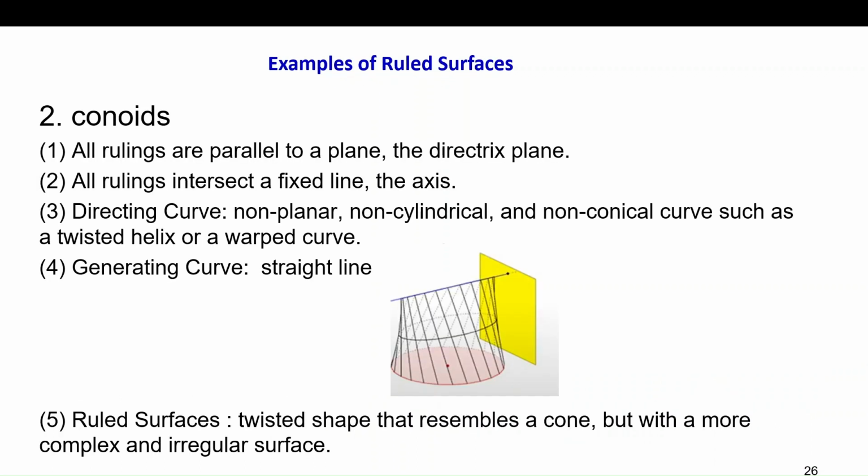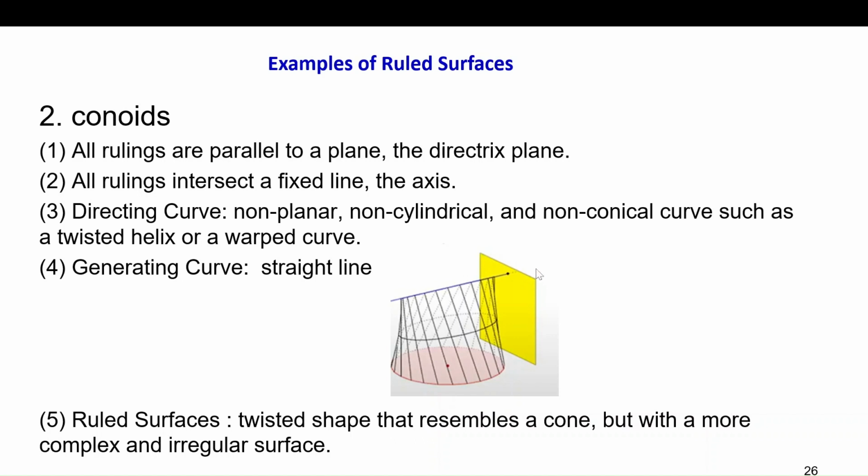Another example of a ruled surface is the conoid. So the conoid is similar to a cone, but the ruling is done in a non-coplanar way. Here the directing curve will be non-planar, non-cylindrical, and non-conical, maybe like a twisted helix or a warped curve. And all rulings intersect at a fixed line, that is the axis.